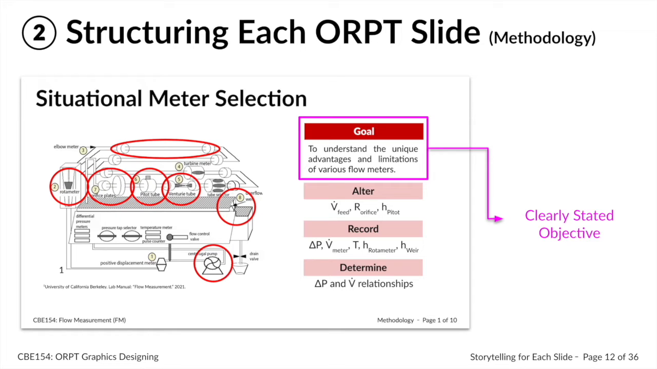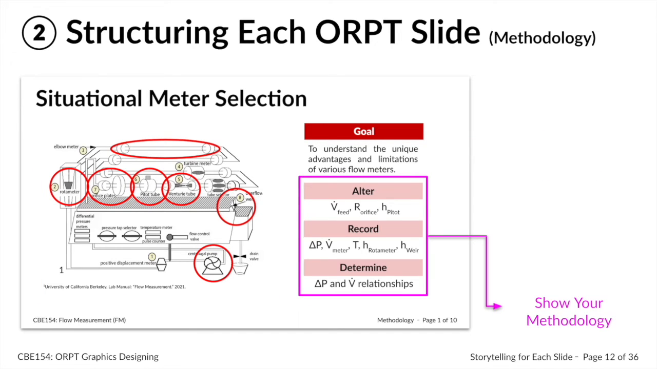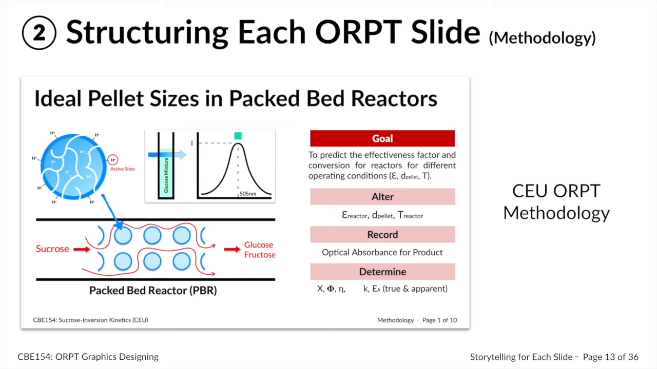I then present an illustration of the experiment apparatus. Sometimes these diagrams are provided in the lab manual, but I also like to draw them from scratch. I then finally present the independent, dependent variables and the phenomena I'm trying to observe. The final aspect of the slide is the data analysis methodology that I've been talking about previously. Using this technique, I'm able to make the methodology slide for any CB154 lab. For instance, this would be my sucrose inversion lab or report methodology slide.